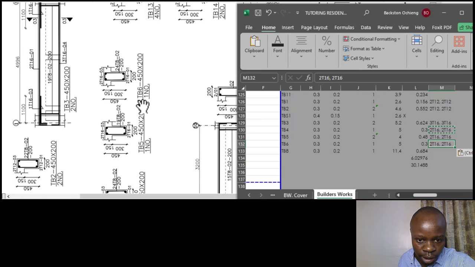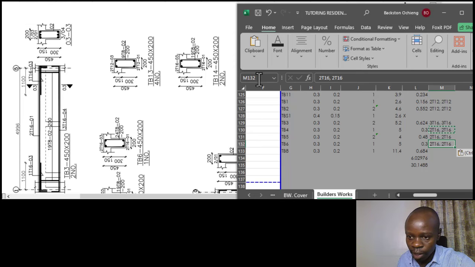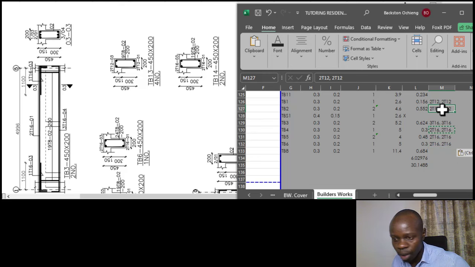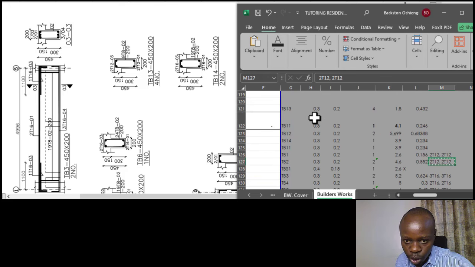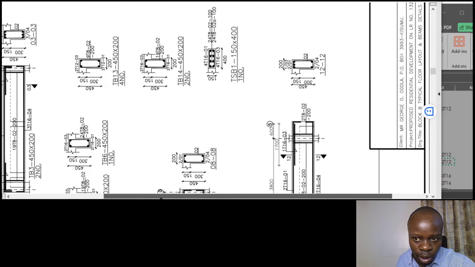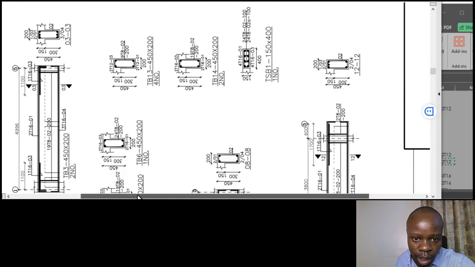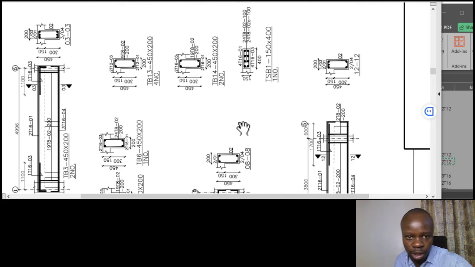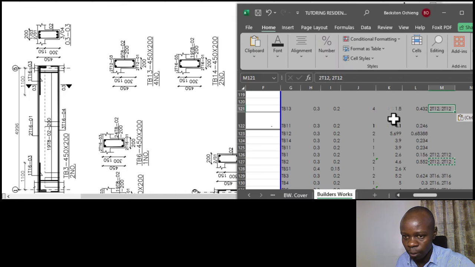This is TB13. Here we'll find the rest. TB13 is 2T12, 2T12. So we copy the one with the T12 and then look for TB13. It's here. We copy it there, and then we go on and on. This is TB14. TB14 to 16.